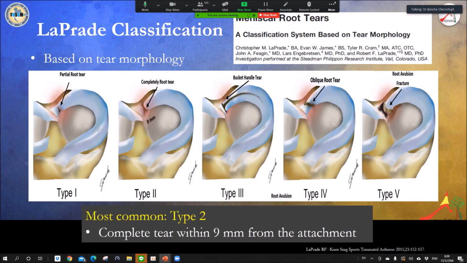This is a classification from LaPrade based on tear morphology. We have 5 types in total. The most common type is type 2, a complete radial tear about 9 millimeters from the attachment. This is the most common pattern of tear.